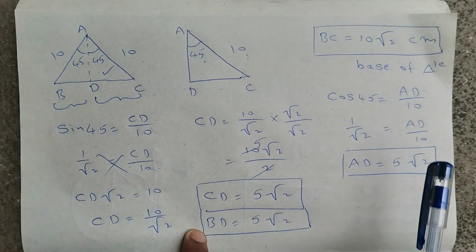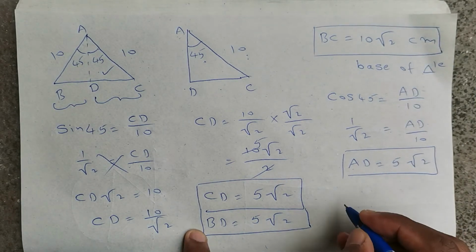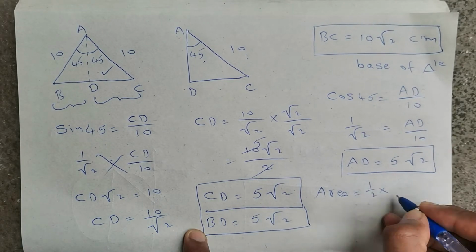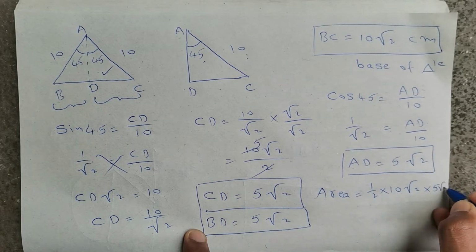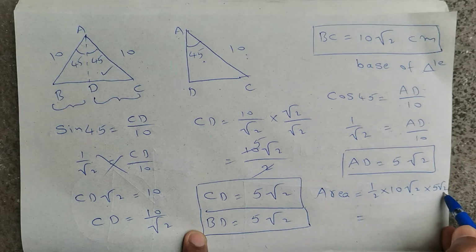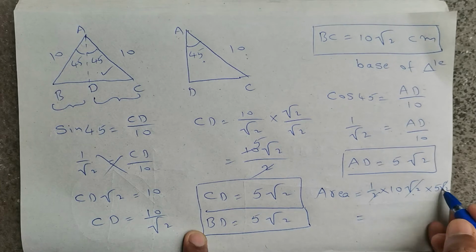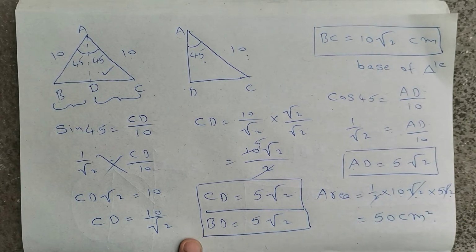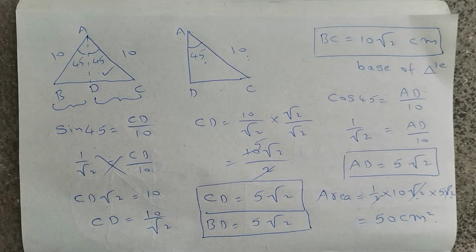So now we have the triangle base as well as the triangle height. Let us find the area of the triangle. Area of the triangle is equal to half into base 10 root 2 into height 5 root 2, which is root 2 into root 2, 2. That 2 and the denominator 2 will get cancelled. So we remain with 10 into 5, 50 centimeter square. Area of the triangle we got as 50 centimeter square.